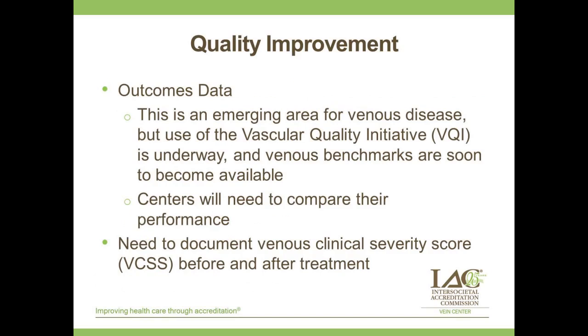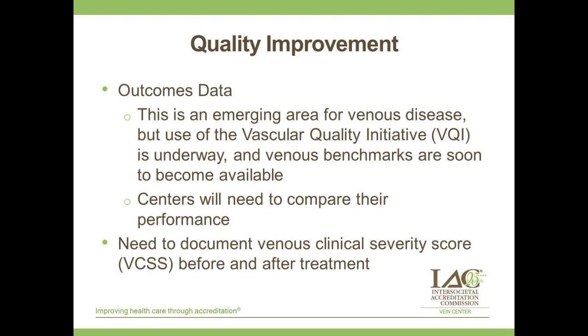So to have a quality improvement project, we need to look at outcomes data. Outcomes data for vein treatment is an emerging area, and the VQI has recently added a vein treatment module. Through use of this, venous benchmarks will be available in the not-so-distant future. Right now, there are no nationally recognized venous landmarks, and quality standards can be loosely taken from published work. The IAC is also working to establish benchmarking, and I'll talk about that in just a few minutes.